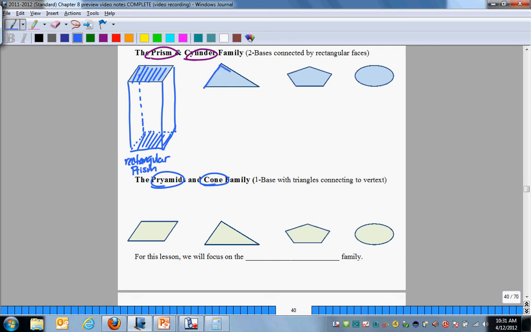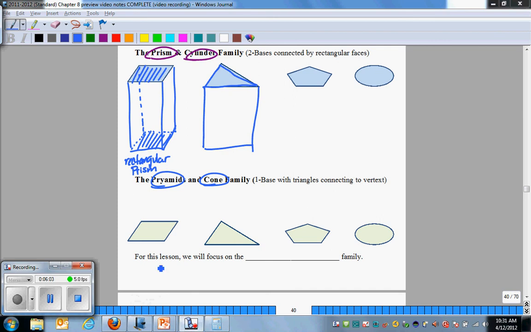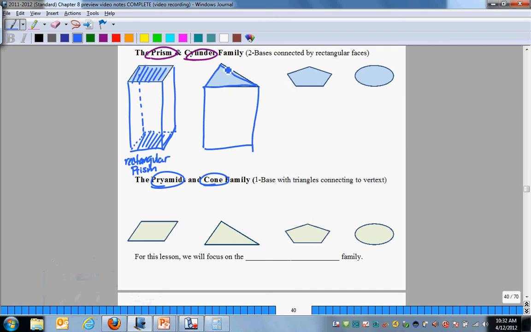Let's take this. We're going to pull this down into a prism. I'm going to redraw the base here and just connect it. This is a triangular prism, named because the bases are triangles. This one we're going to pull down into a prism.